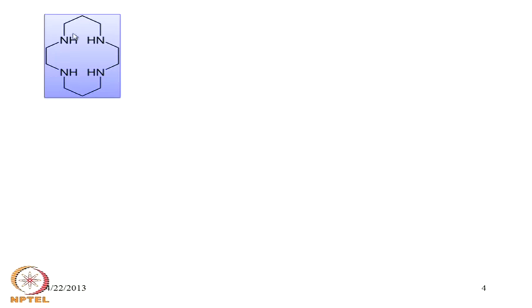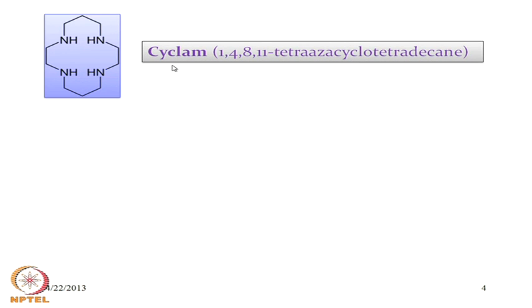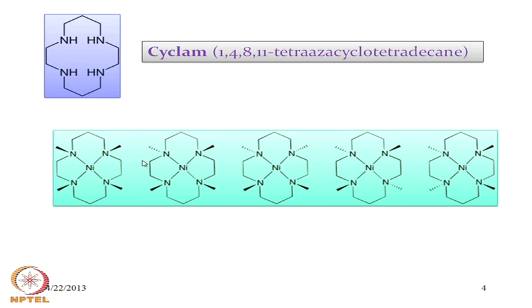Then, if we just increase the backbone from ethane to propane, that means CH2 whole 2 to CH2 whole 3, we have a little bit relaxed macrocycle, which is a different one, and we call it cyclam. So, the cyclam ligand is related to the previous one, but it has a different cavity size for the coordination to the metal center, and we can have all isomeric forms, since all the NH groups can be substituted by N-methyl or N-ethyl.